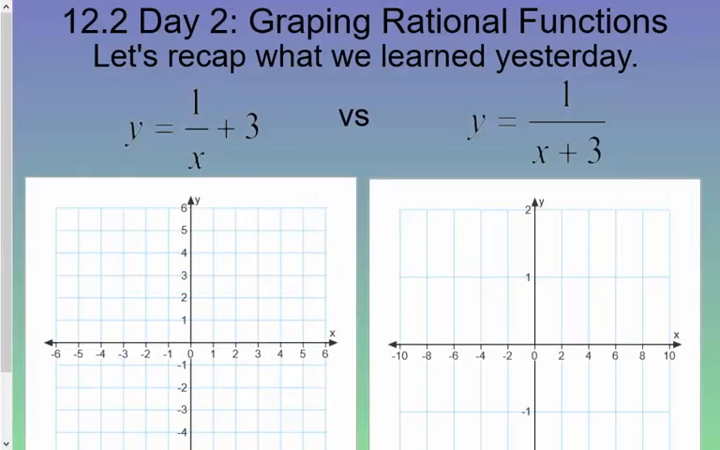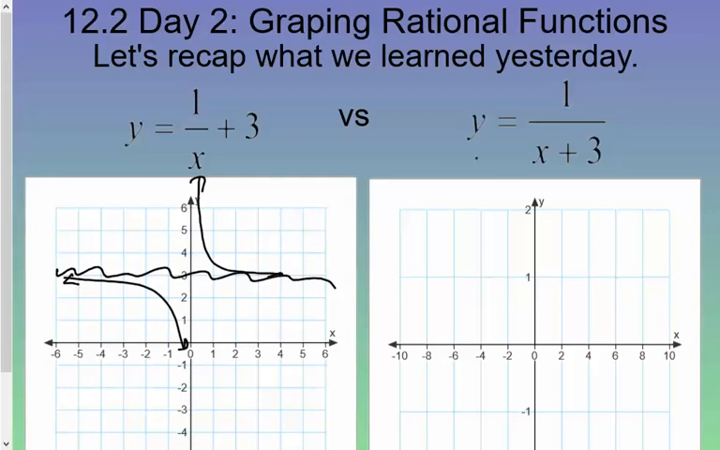Okay, so quick recap on yesterday. Plus 3 made the graph go up 3. And so what it did is it looked like this here. Just to give you a quick overview, it just took the horizontal asymptote and moved it up 3 units.